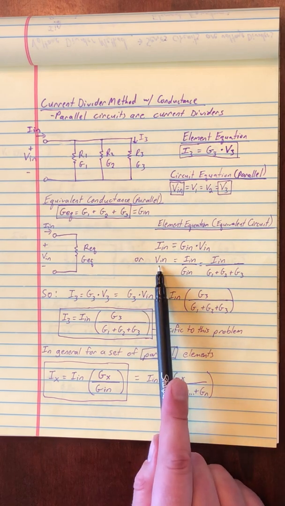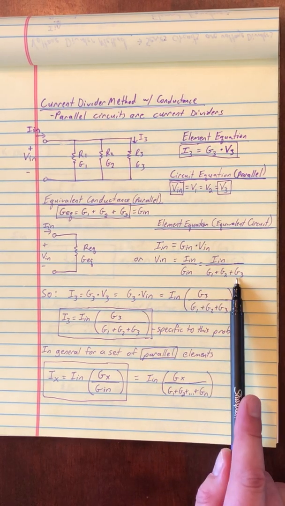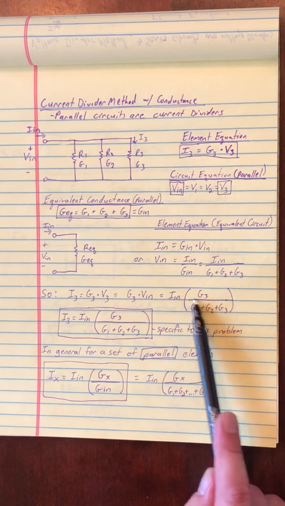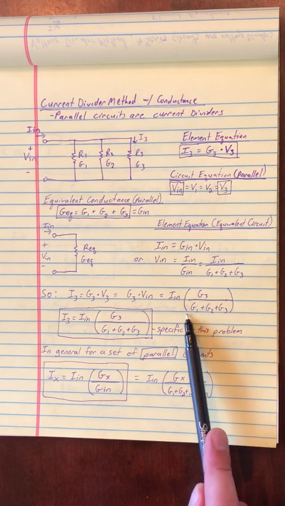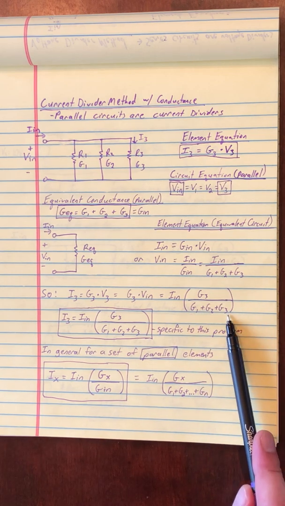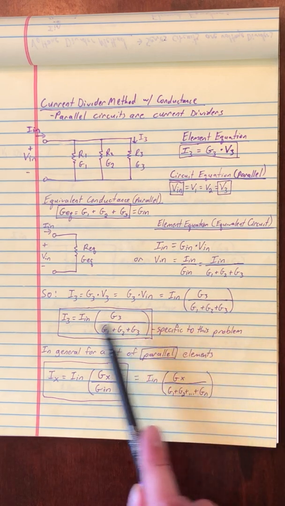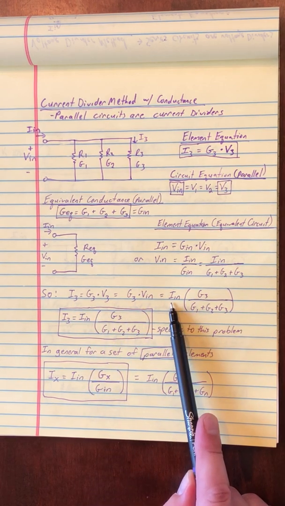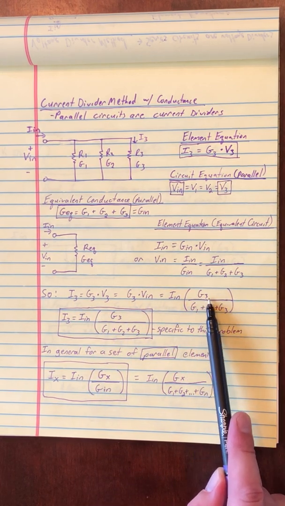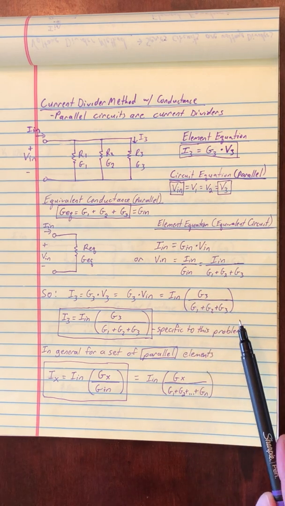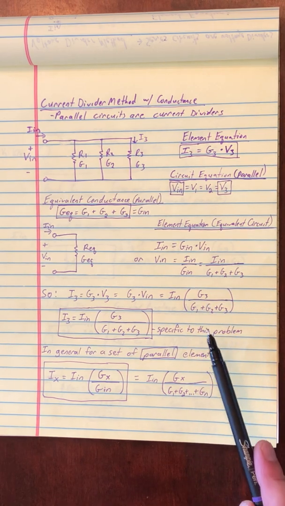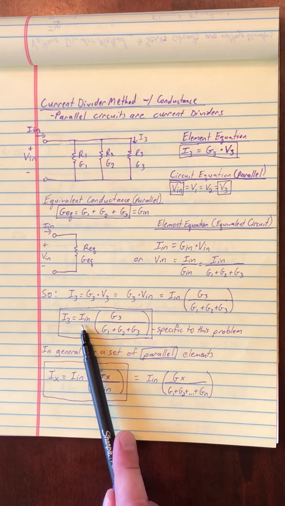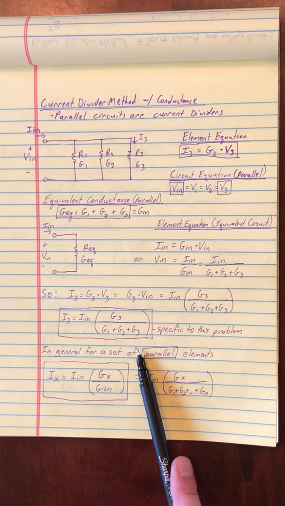And then we found an equation for Vn as In over the sum of the conductances. And so substituting that, we get In over In multiplied by G3 over G1 plus G2 plus G3. And so the output current, or the current through element 3, is the input current multiplied by the conductance of element 3 divided by the sum of the conductances in the complete parallel network. And so then rewriting this in a nice form, I3 is In G3 over the sum of the 3 conductances.